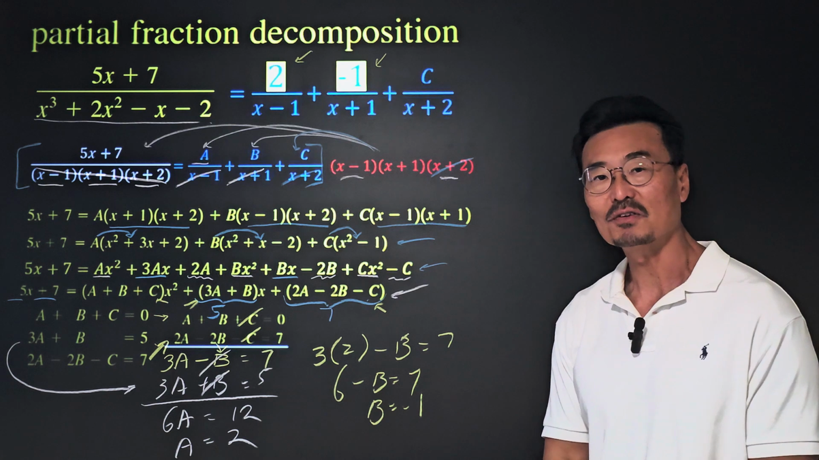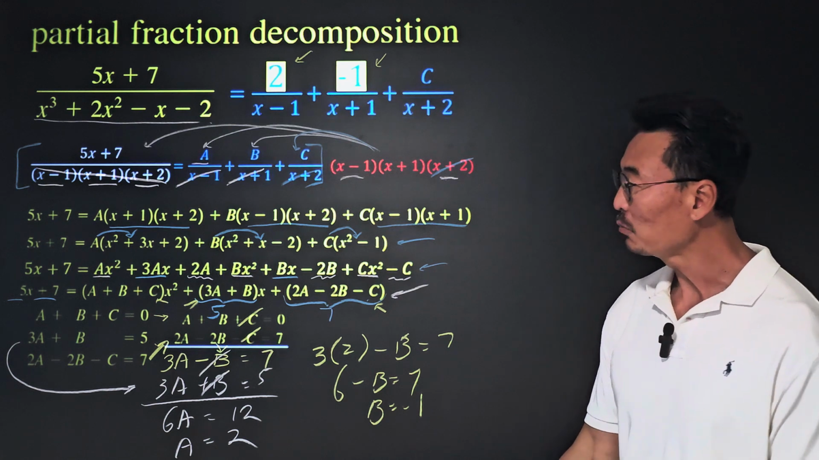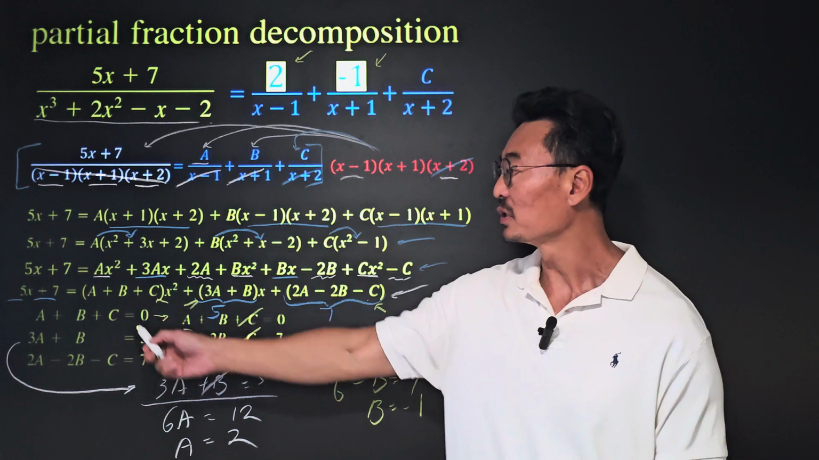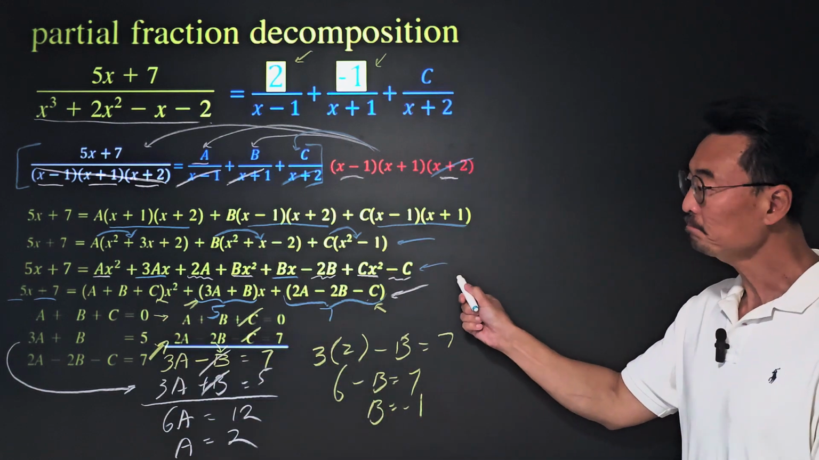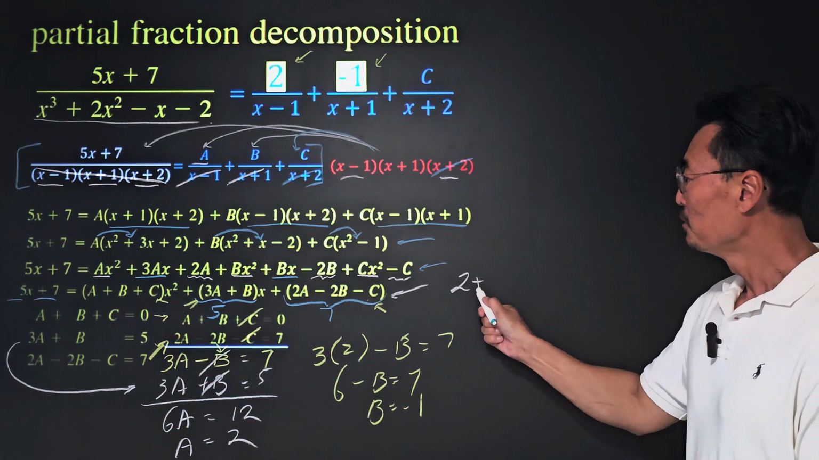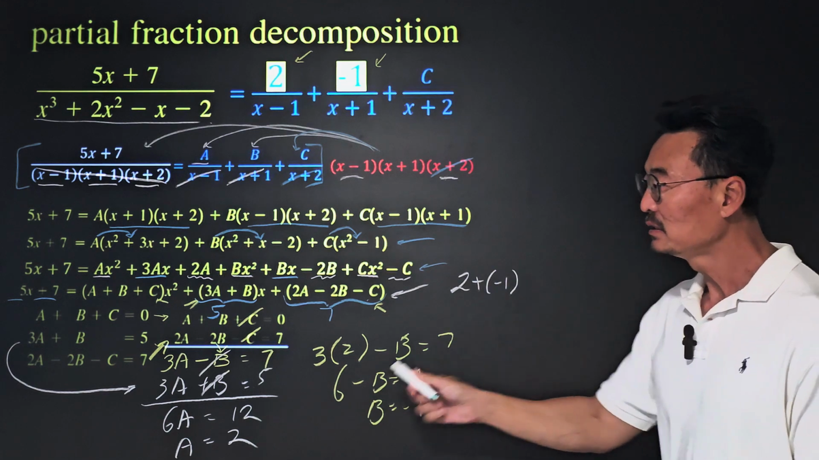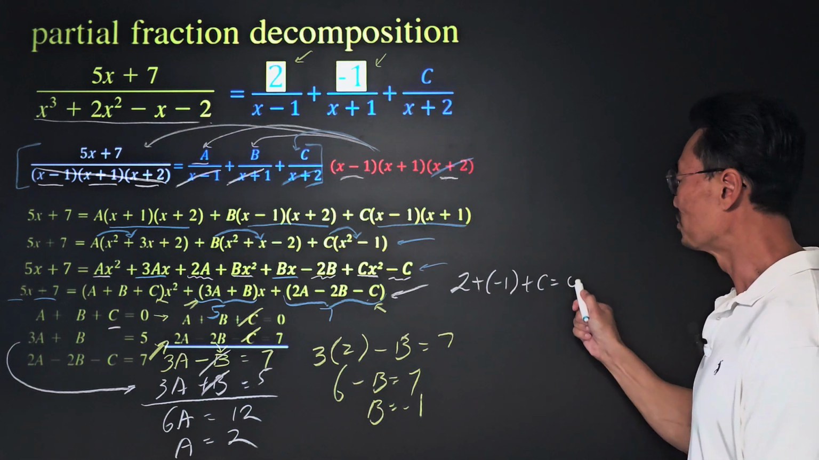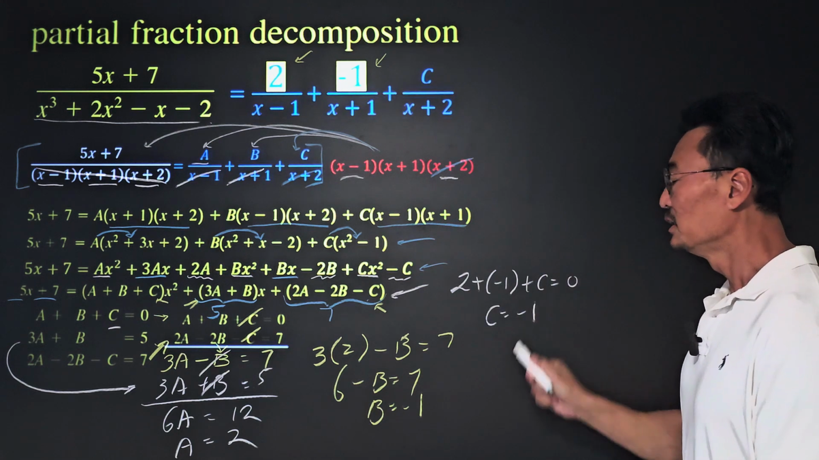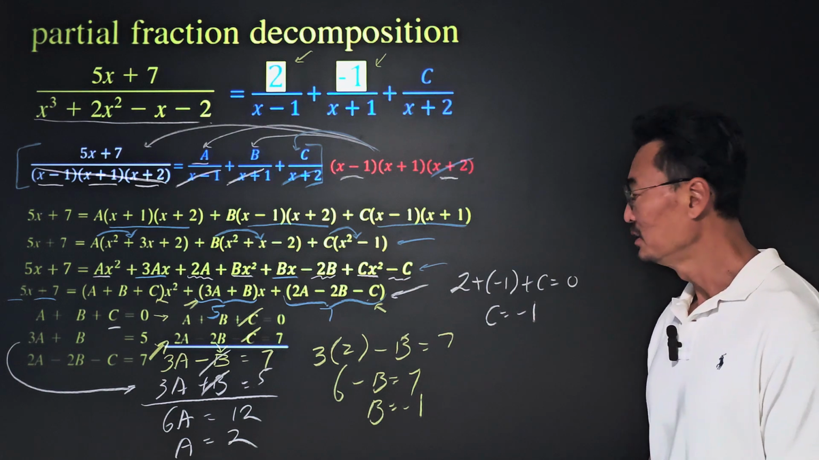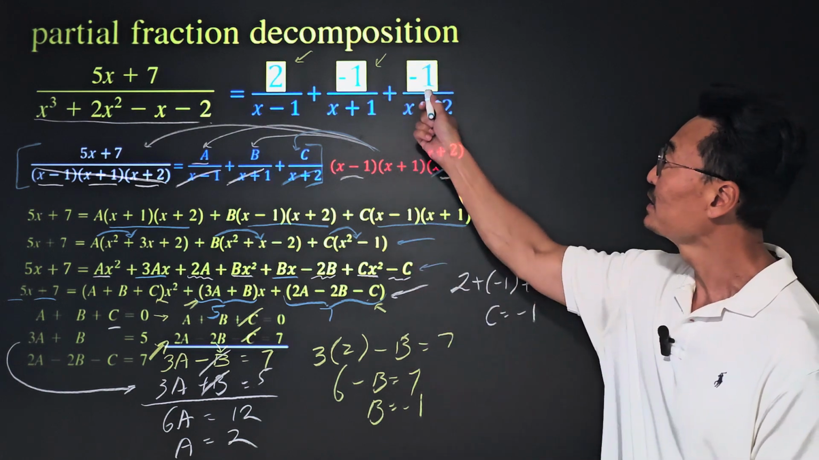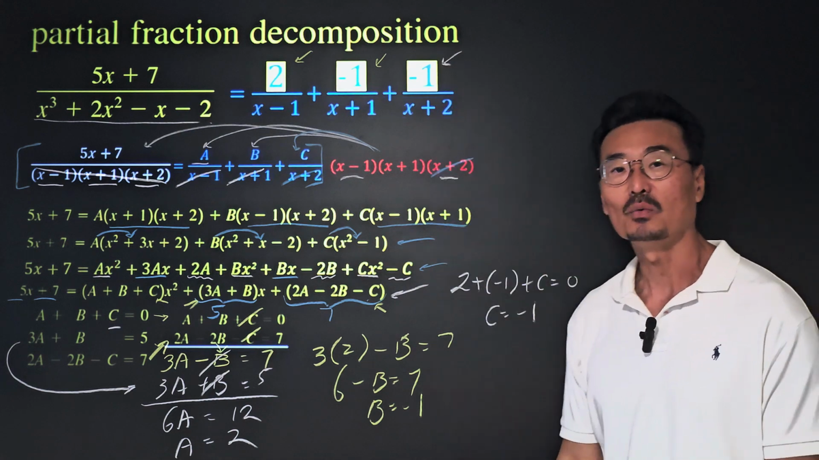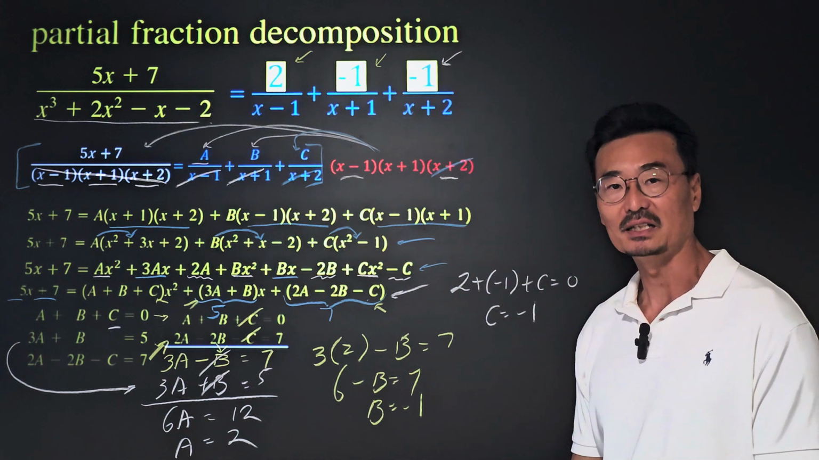Finally, we need to solve for the value of C, and to do that, we'll plug into our very original equation, where A is 2, B is negative 1, and of course, C equals 0, or C equals negative 1. Again, we'll plug that into the equation where the C value is negative 1.